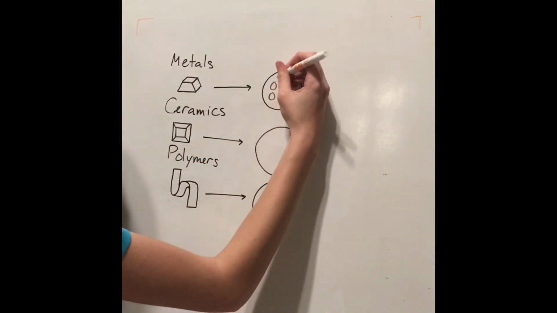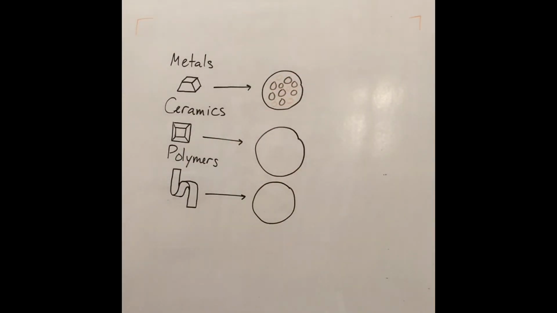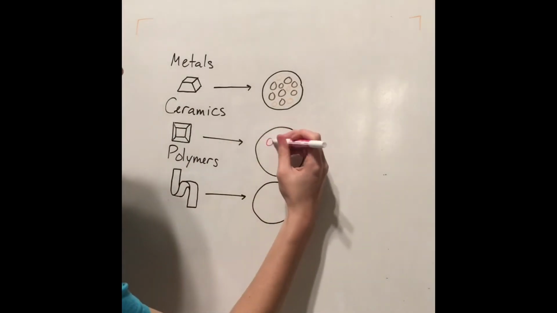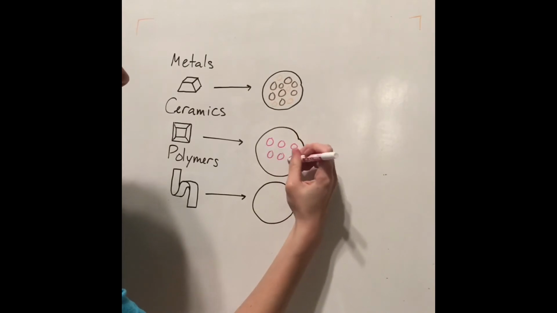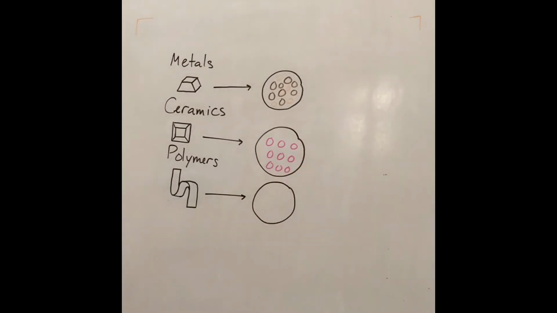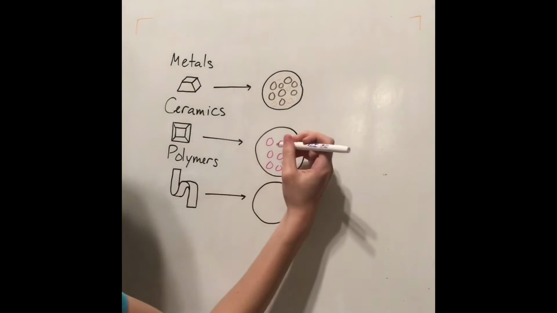Ceramics are non-metallic oxides, nitrides, or carbides of different elements. For example, tungsten carbide, boron carbide, and silicon dioxide are all ceramics. Ceramics are typically hard, very brittle, and have good wear properties.